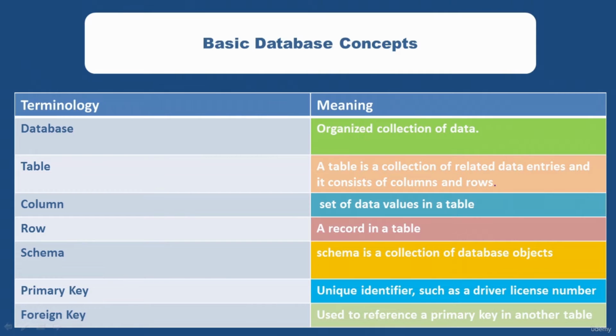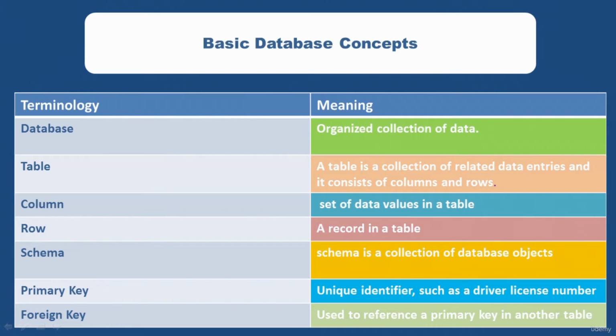Primary key. A primary key is a unique identifier, such as your driving license number or your health insurance record. It is a unique identifier that is used to identify unique records. So no two people can have the same records. You are able to enforce that using a primary key.